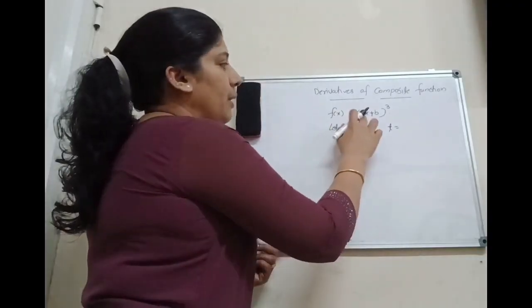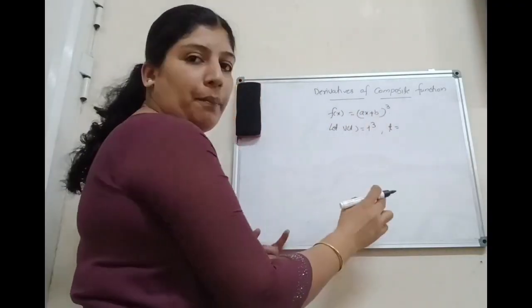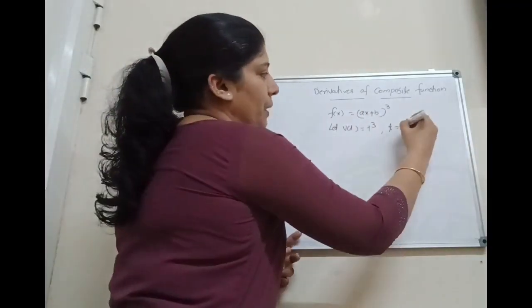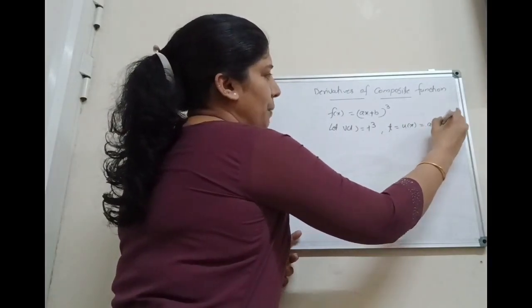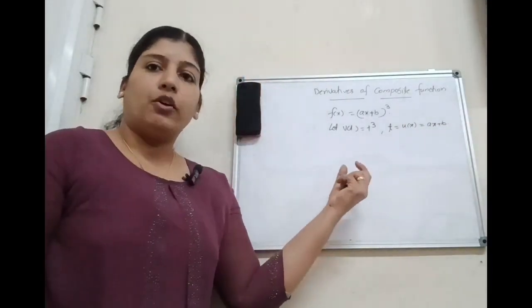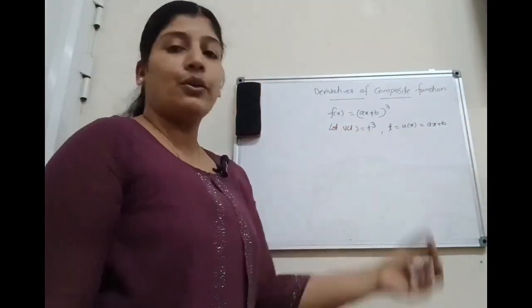That is, here v of t equal to t cube. Here t is ax plus b, that is a function of x. It can also be denoted by u of x, which is equal to ax plus b. So here we have to take the composition of two functions, v of t and u of x.